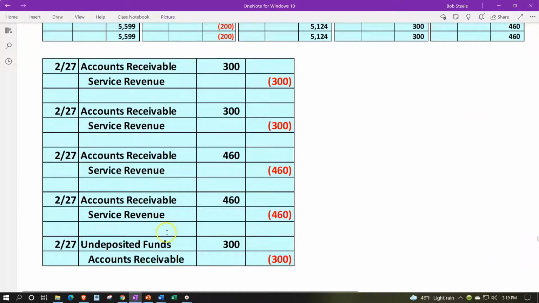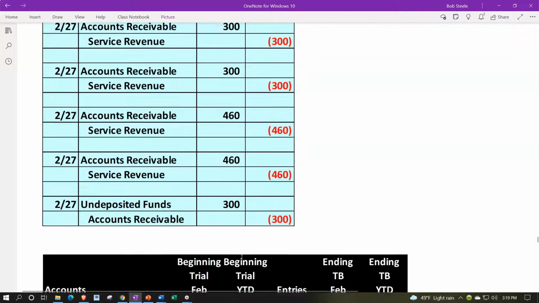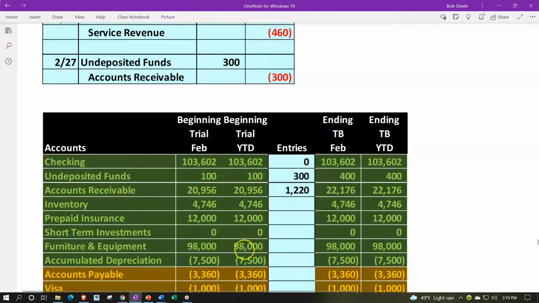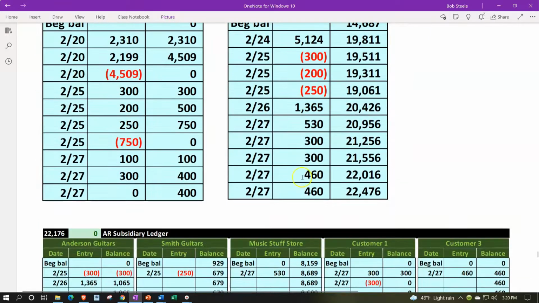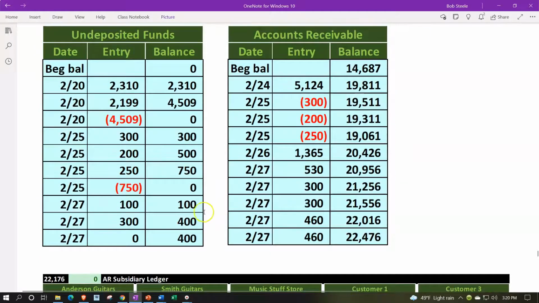Then we said that we got a payment from one of them, this first one, increasing undeposited funds and decreasing the accounts receivable, just like we would expect. So undeposited funds now is going up from 100 plus the 300 to 400. Accounts receivable is impacted. Let's see that on the GLs. So here's undeposited funds was at 100, up by 300 to 400.